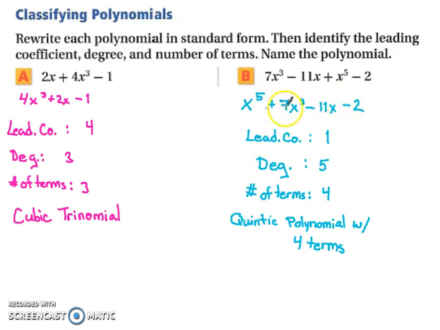Alright, so as you see here, you have it in standard form. Your leading coefficient would be 1, your degree is 5, and the number of terms is 1, 2, 3, 4. Therefore, it is a quintic polynomial with 4 terms. So you'll use monomial, binomial, trinomial, and once you get to 4, 5, 6, and on, you're just going to say it's a polynomial with however many terms it was.